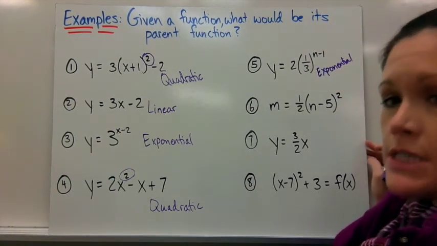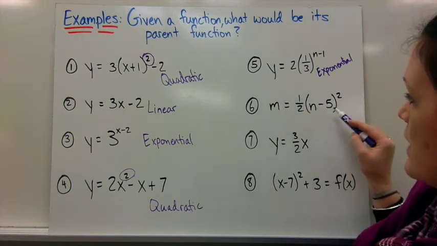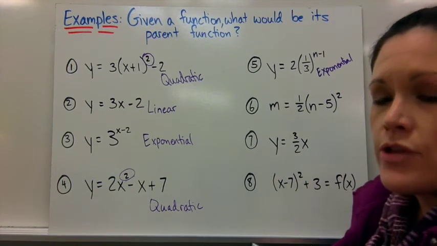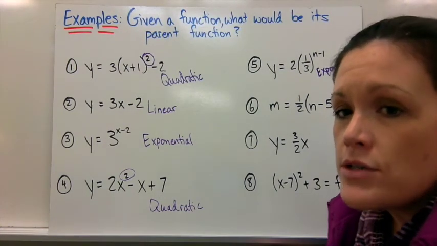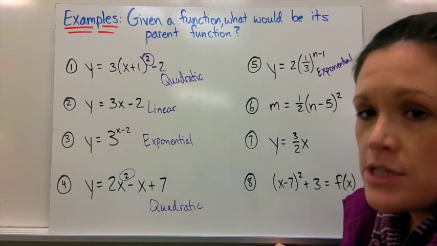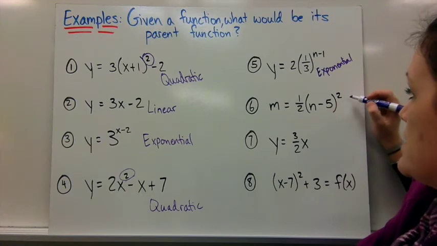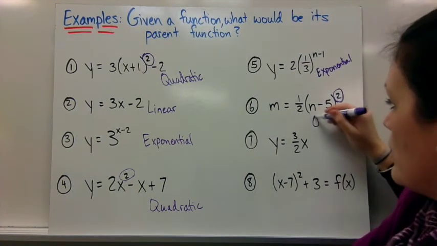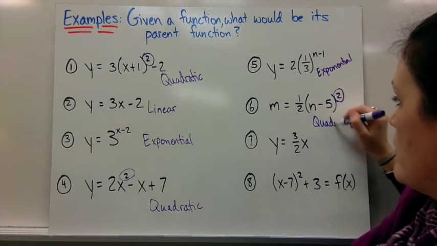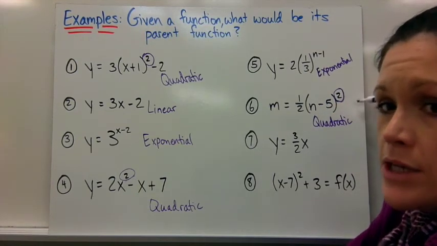And then let's look at number 6. M equals 1/2 (n minus 5) squared. I intentionally used letters other than x and y because the x and y are arbitrary. They can use any other letters and still be talking about something linear, quadratic, or exponential. That part can change, and it still means this one would be quadratic, because it is squared. The variables are not part of the exponent, and since it's squared, it can't be linear.